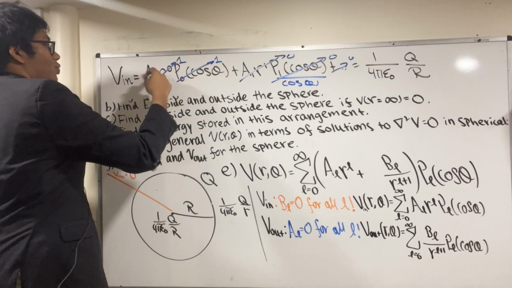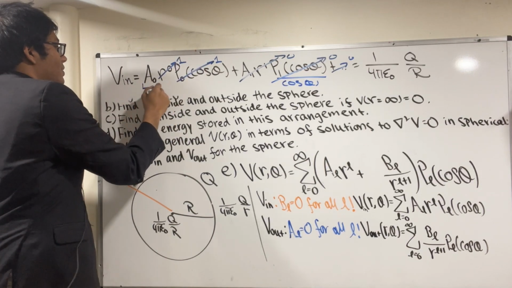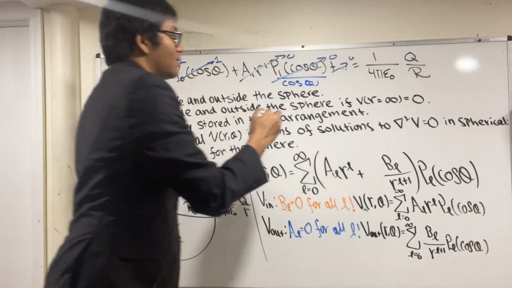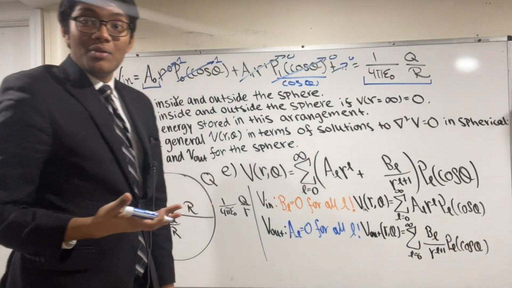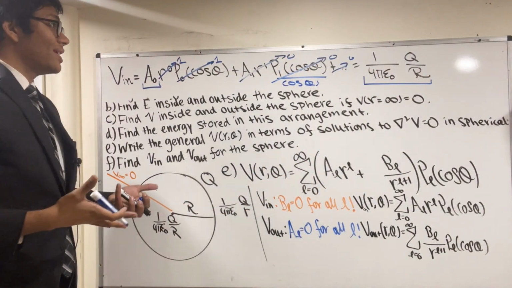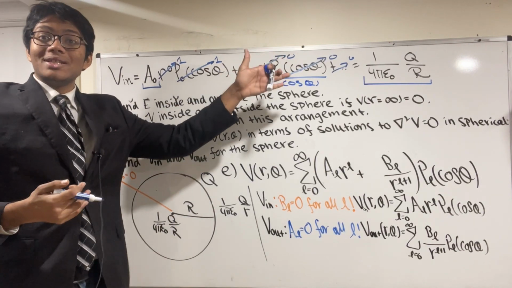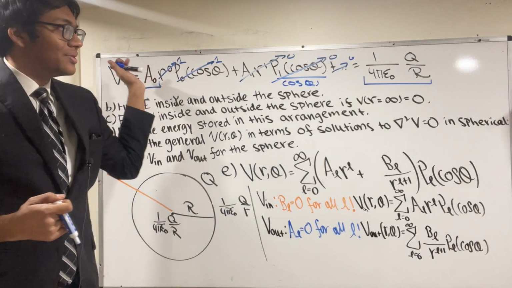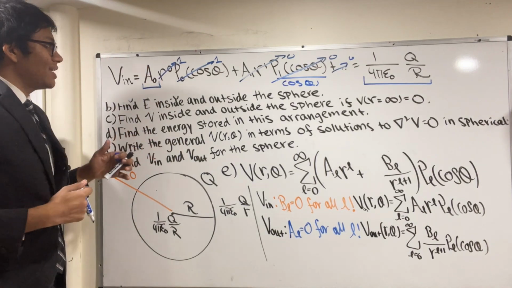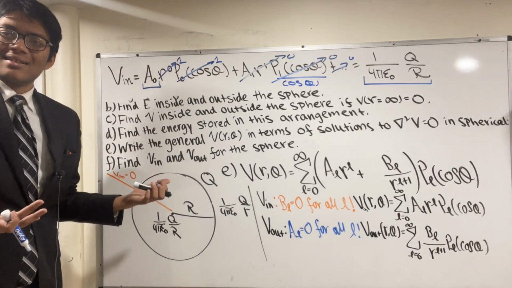R to the 0 is just 1. It's like it doesn't exist. That means A sub 0, that constant, has to be this. You see now, we've just made the potential we desire out of the most basic ingredient, the constant term. So you might think, okay, who even needs that constant term?